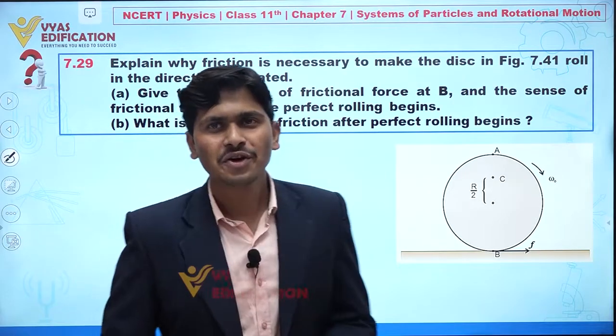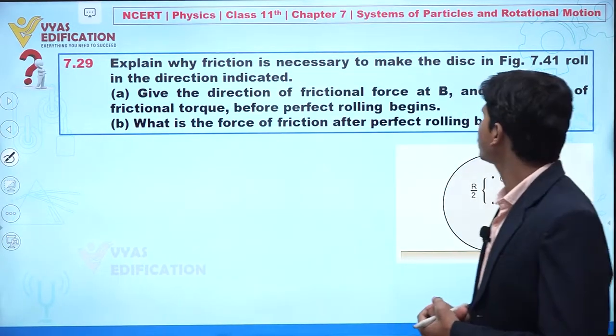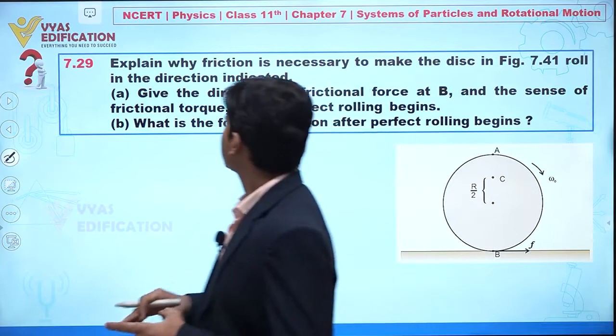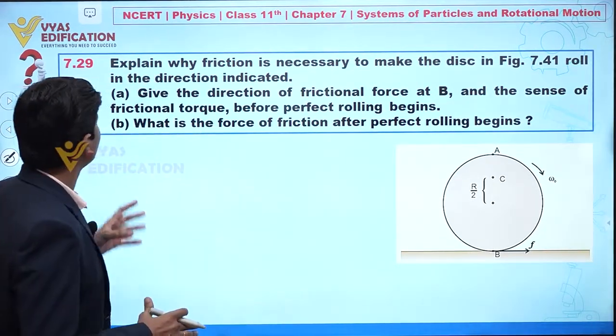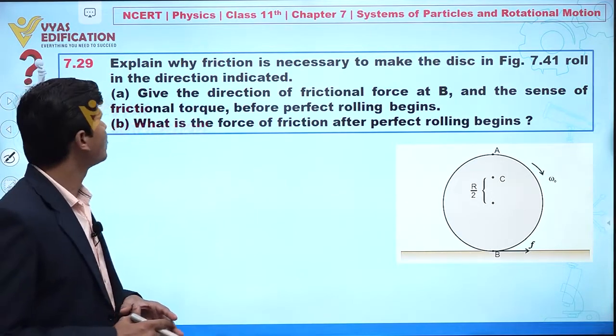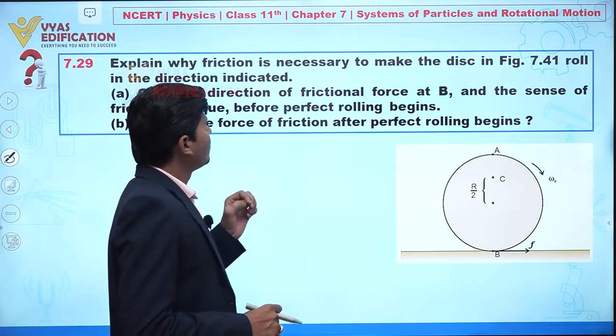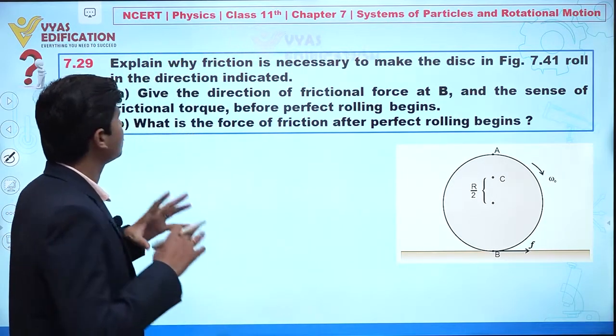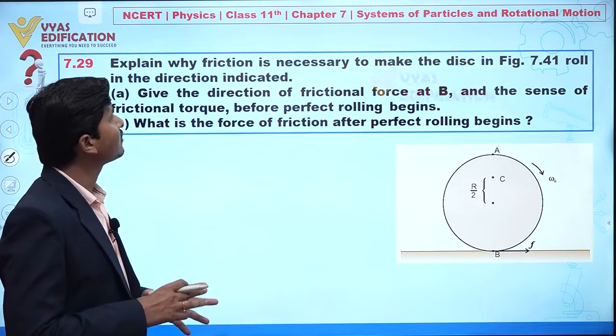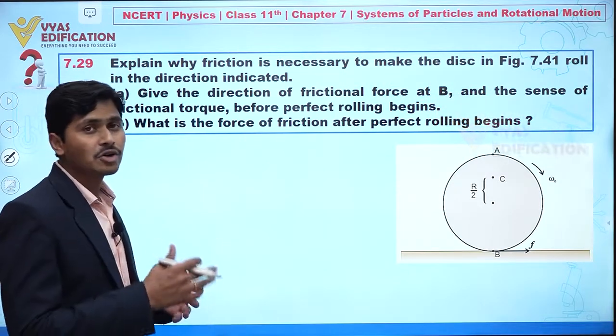Now dear student, we are going to discuss this question. In this question it is given to you: explain why friction is necessary to make the disc roll in the direction that is indicated. Okay, number 8. First of all, our objective here is to understand why friction is required if we are talking about rolling.